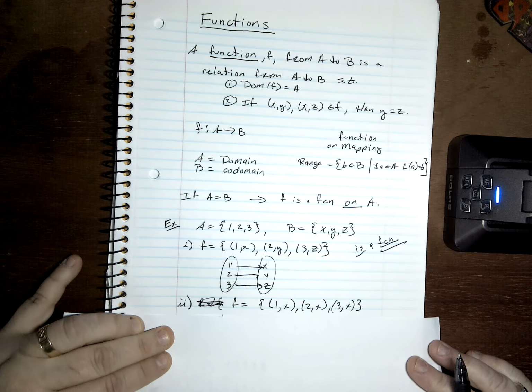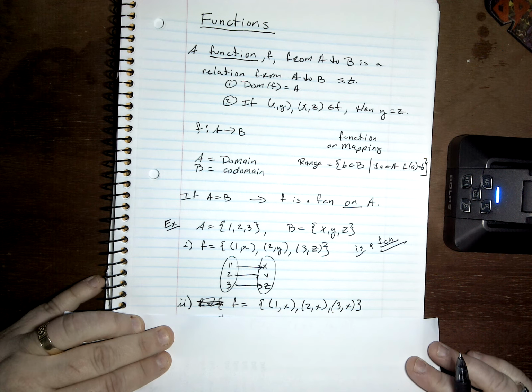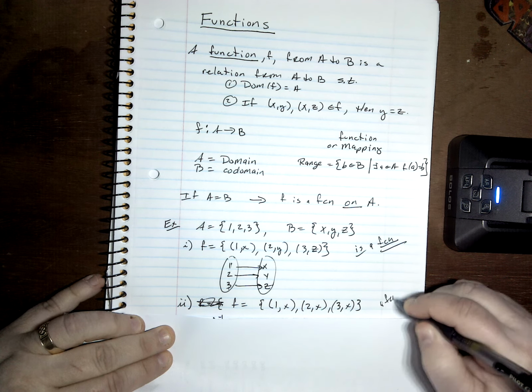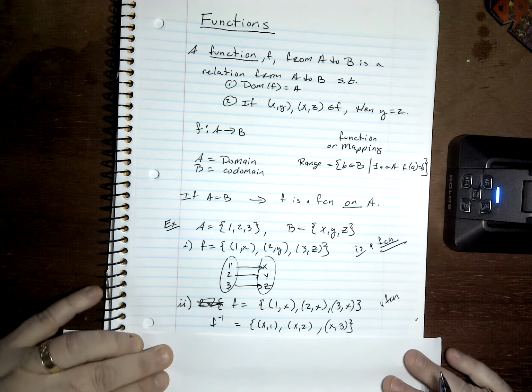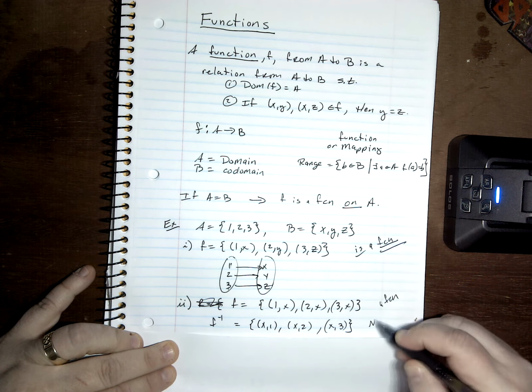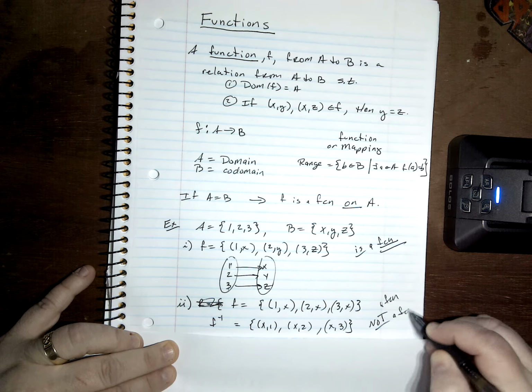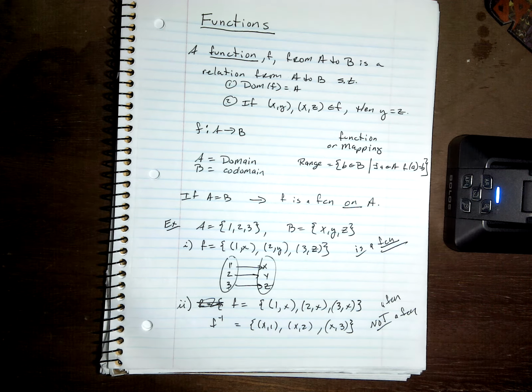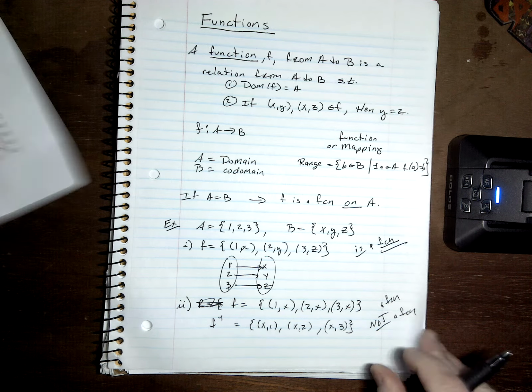Let's look at this one. f is {(1, x), (2, x), (3, x)}. So this is also a function. But if you look at f inverse, {(x, 1), (x, 2), (x, 3)}, this is not a function. Just showing that sometimes the inverse may or may not be a function, depending on what your original function is.